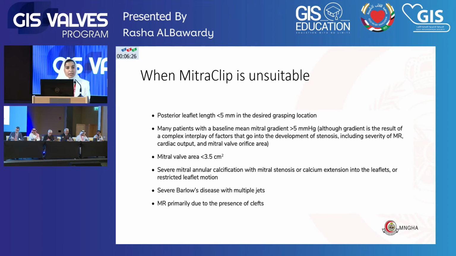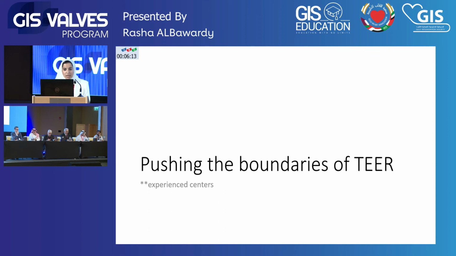A mitral valve area less than 3.5, and if you have significant calcification that's going to be in the way of grasping the leaflets, then definitely it's unsuitable. And then a bar low, as well as clefts, for primary MR. So now a few cases pushing the boundaries of TEER in the next few slides.